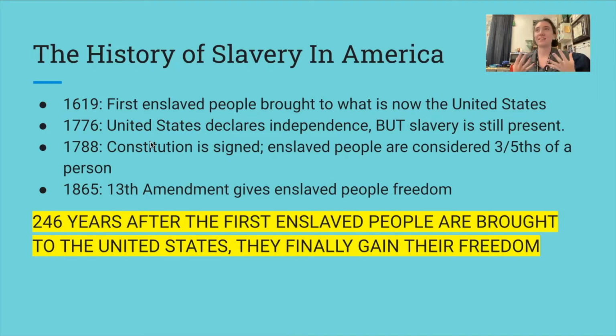When we talk about the census, right? The census is a way of keeping track of the population of a country. So that's when we talk about someone being considered 3/5 of a person, when they're counting up how many people are in the country in 1788, one enslaved person does not equal one person, it equals 3/5 of a person. Okay. In 1865, we have the 13th Amendment, giving enslaved people freedom.